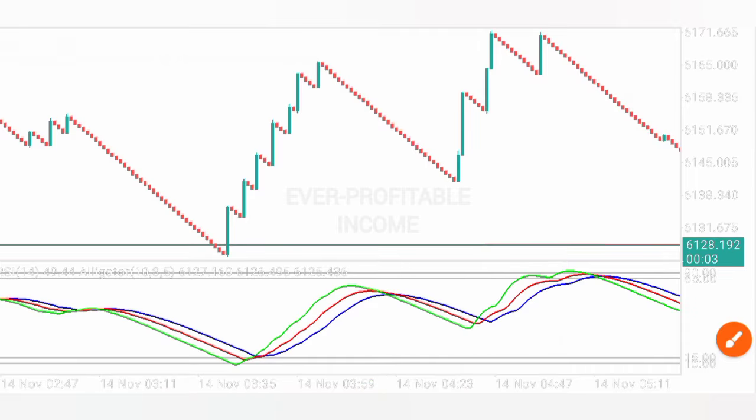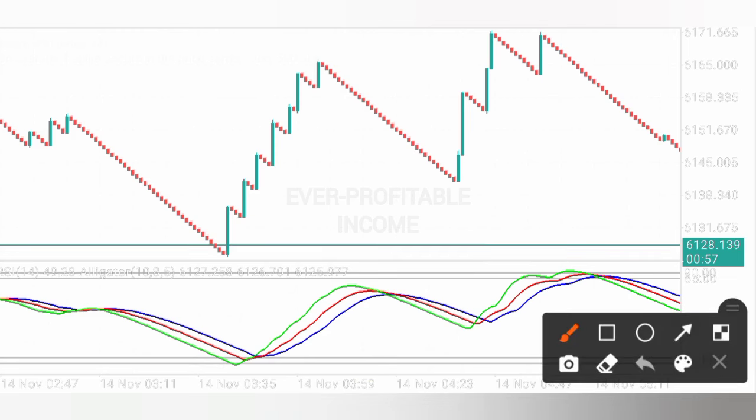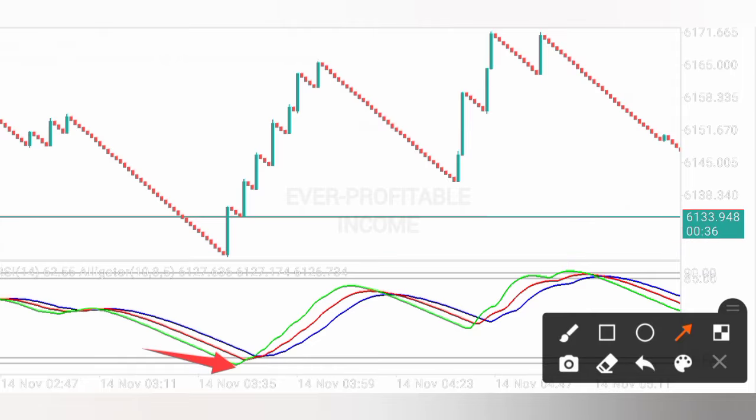So for you to get an entry for a buy, you have to ensure that the green line of the ALG indicator is touching level 10. Okay, ensure it's touching level 10, and the green line is called the lip of the ALG indicator. So ensure the lip is touching level 10. Then thereafter you look out for a cross, an intersection between the red and the blue line. Okay, so you have an intersection like the one we have over here.